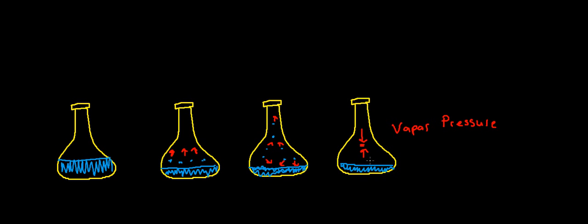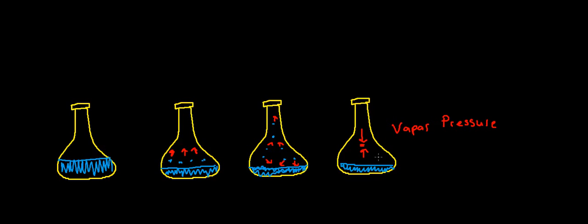At some point, the amount of molecules leaving the liquid is going to be equal to the amount of molecules running back into this liquid. At that point, it will reach an equilibrium, and the amount of pressure that this gas is exerting is the vapor pressure when it is at this equilibrium, where the same amount of molecules leaving is equal to the amount coming back. The pressure at that point is the vapor pressure.